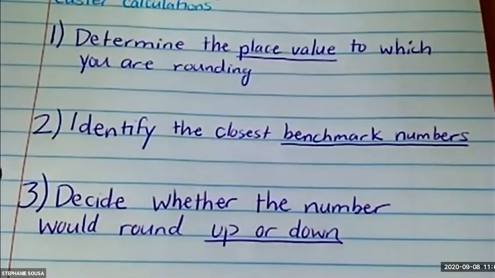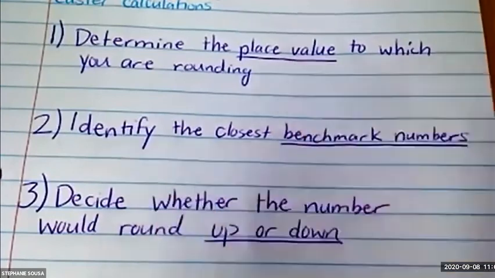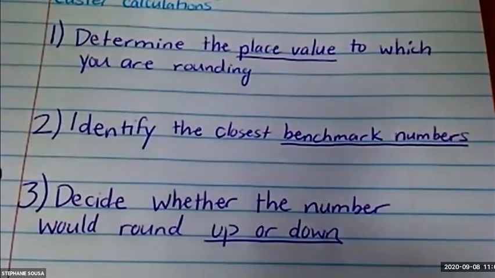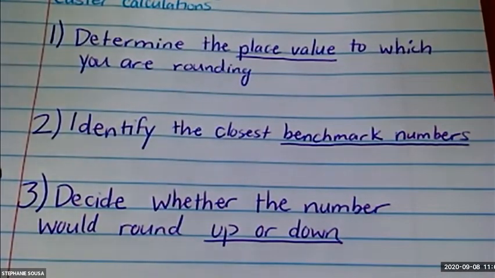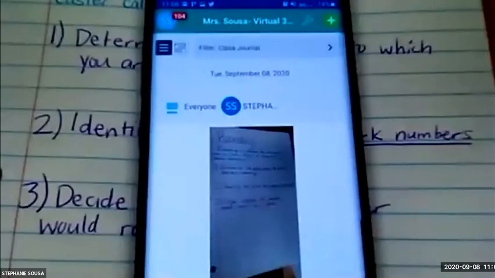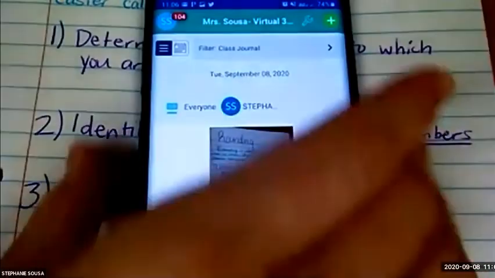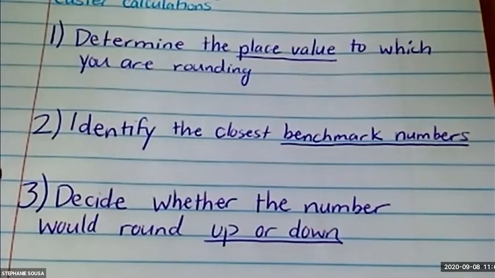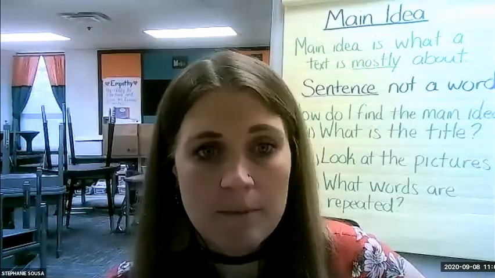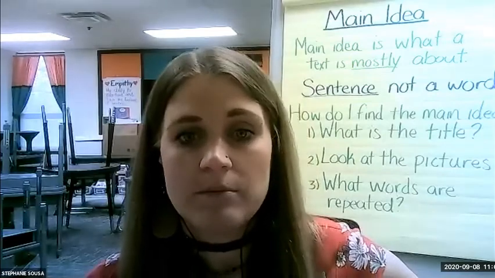That's how we round. We're going to identify the place value to which we're rounding. We're going to figure out the benchmark numbers on either side, and we're going to decide, does that move up or down, forward or backward? Again, this is on Seesaw. There's proof, so you don't freak out. It's right there. I'm going to switch back to my camera for the sake of time so that we can make sure we have an understanding of what we are doing for the remainder of our time together.